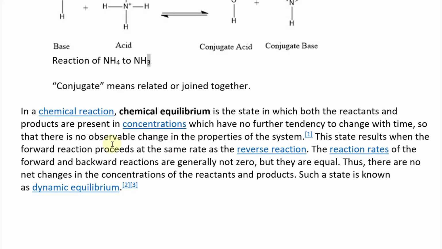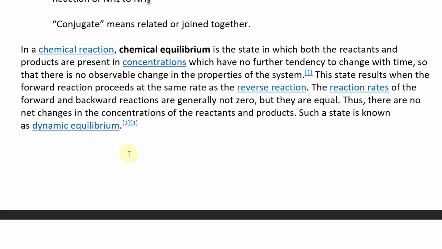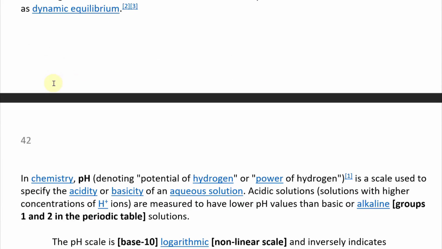This state results when the forward reaction proceeds at the same rate as the reverse reaction. The reaction rates of the forward and backward reactions are generally not zero, but they are equal. Thus, there are no net changes in the concentration of the reactants and products. Such a state is known as dynamic equilibrium.